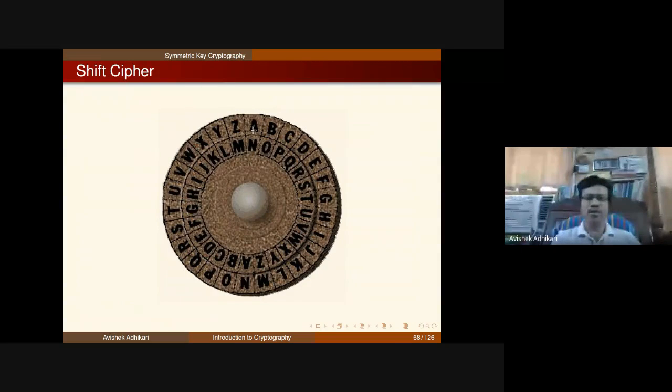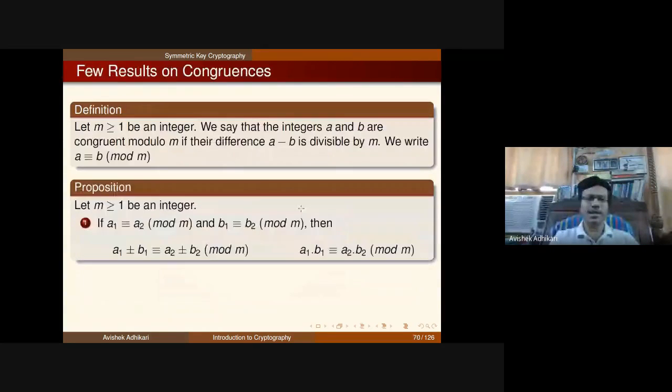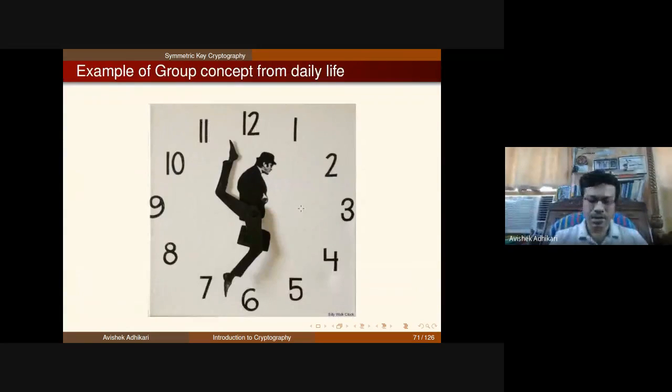Then keeping this fixed, you can rotate this inner circle and make it N. Then you can understand that the plain text alphabet will be this, and this will be your ciphertext. Then B will be replaced by O, C will be replaced by P, and so on. So that kind of thing was used. Now if I try to understand it mathematically, then group theoretic techniques are used.